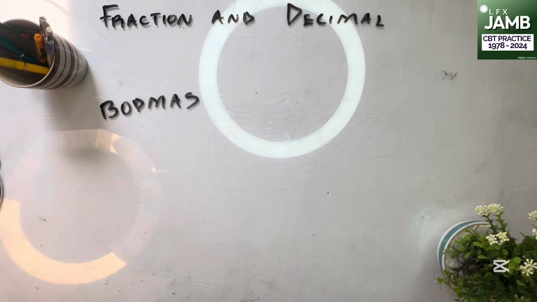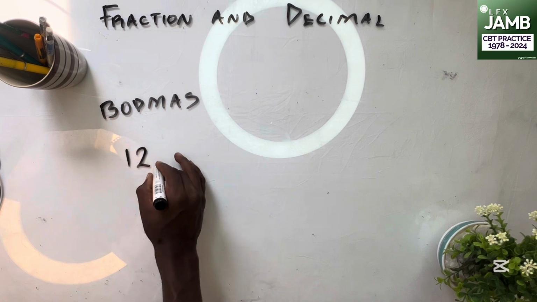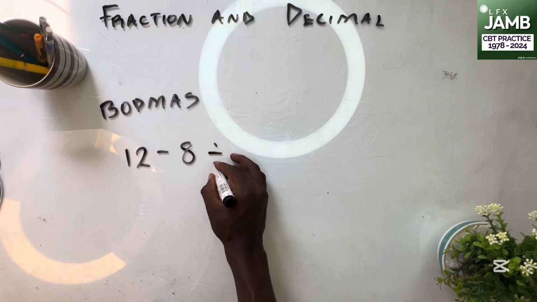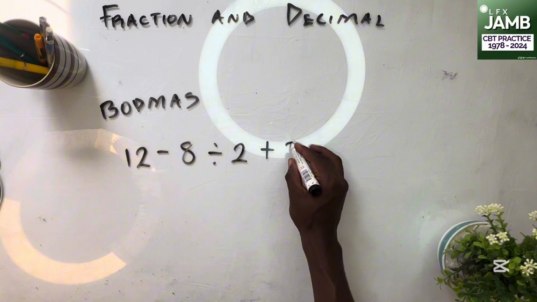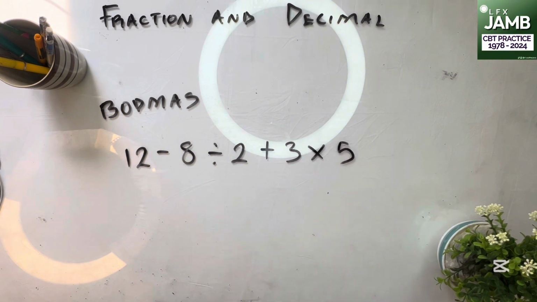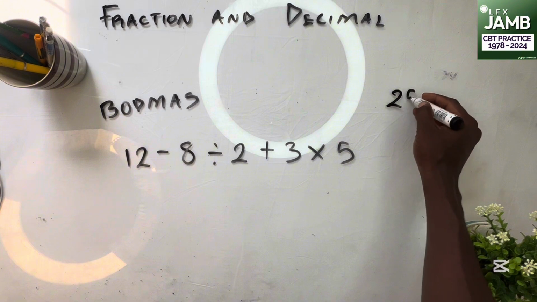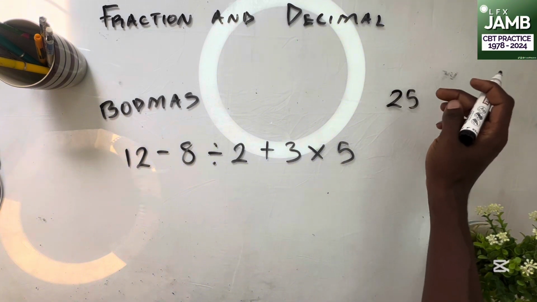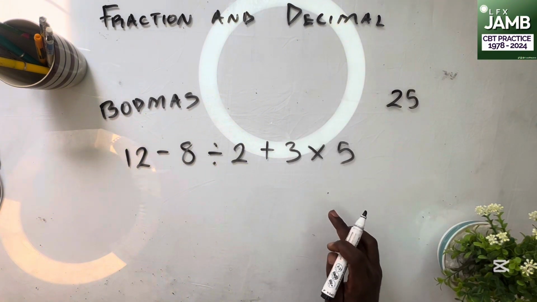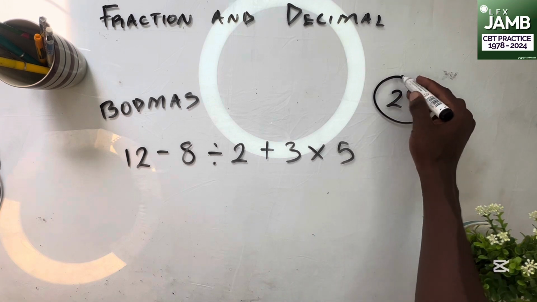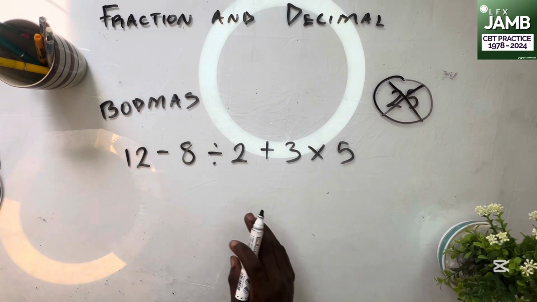Let's say we're given a question, probably 12 minus 8 divided by 2 plus 3 times 5. Okay, next 5 seconds, what would this be? Yes, most of you would have gotten 25 because you forgot the instruction I gave. Those who take notes will realize that the answer will not be 25, that 25 is wrong. So what's the thing?